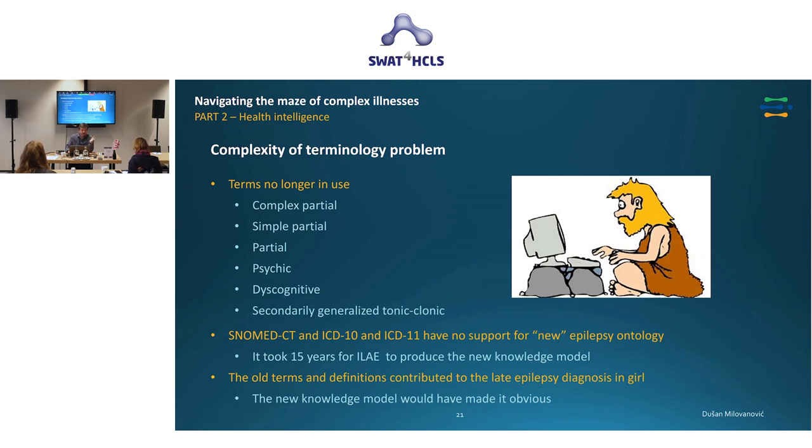These were the terms before: complex partial seizure, simple partial, psychic, dyscognitive, secondary generalized, tonic-clonic, and things like that. These are just names, and they obviously don't describe anything. They're just more or less abstract terms, not really descriptive. So they broke out of that and went with describing things that exist, and all of a sudden the whole terminology changed, which then enables much easier and quicker diagnosis, because it's symptomatic.